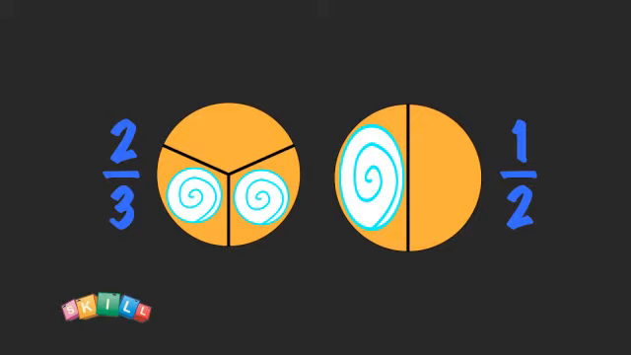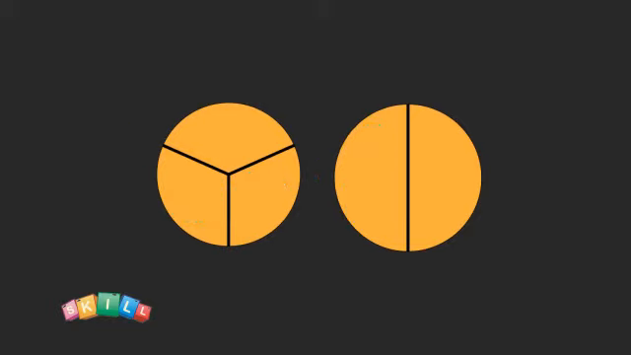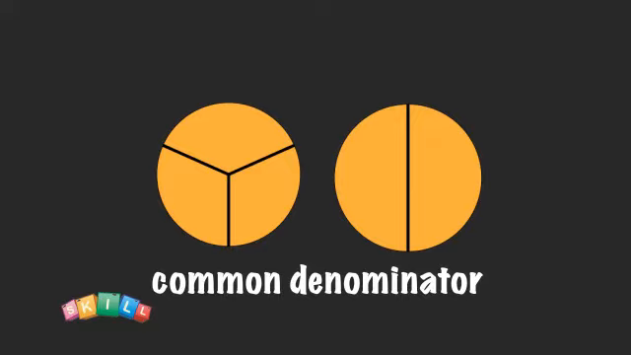I think it might be the pie with 2 pieces covered. After all, 2 is bigger than 1. But how can we know for sure? We need to cut the pies into equal pieces or put our fractions into equal terms. How many pieces would fit in both pies? We are looking for a common denominator.